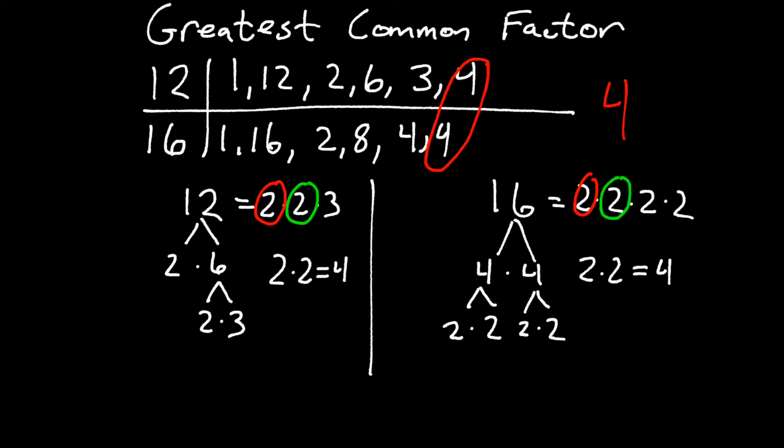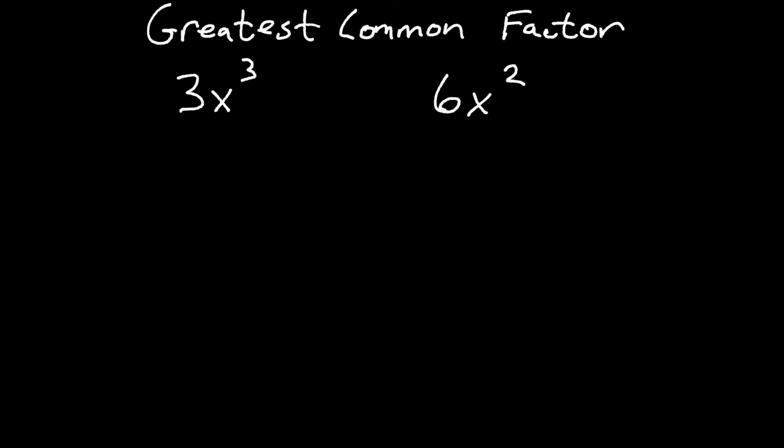Alright, now we're going to get into the last part of our video here, where we are finding the greatest common factor of monomials, meaning we're going to have some variables. And it's going to work similar to what we showed down here. Alright, let's do this. Now we're going to find the greatest common factor between 3x cubed and 6x squared. And this is going to combine everything that we've worked on so far.